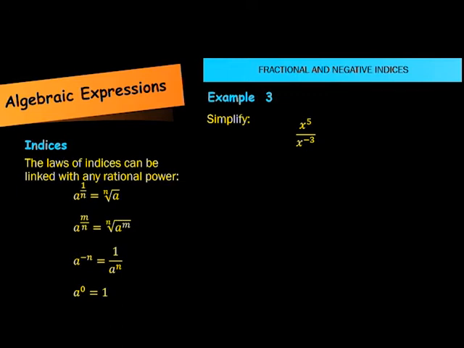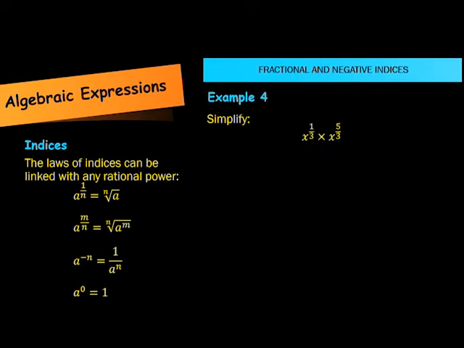Now let's simplify x to the power 5 divided by x to the minus 3. We can convert the denominator into a numerator by multiplying the index by minus 1, as shown. So we have x to the 5 minus minus 3. Of course, 5 minus minus 3 is 5 plus 3, and this equals x to the power 8.